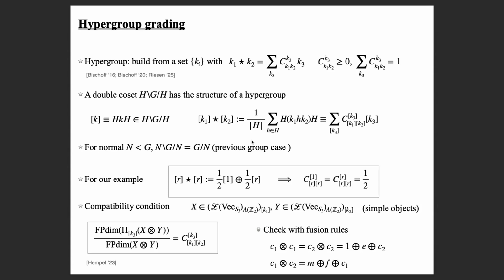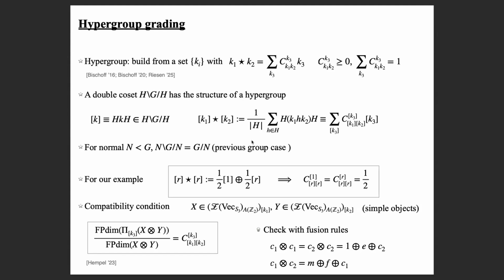And the compatibility condition is as follows. So if you take an element which is in grade K1, and an element that lives in grade K2. These have to be simple objects. And then you take their tensor product and you project on the outcome labeled by the component K3. And you take the ratio of the quantum dimension between this projection and the total quantum dimension of the tensor product. Then this has to give you the structural constants of the hypergroup.